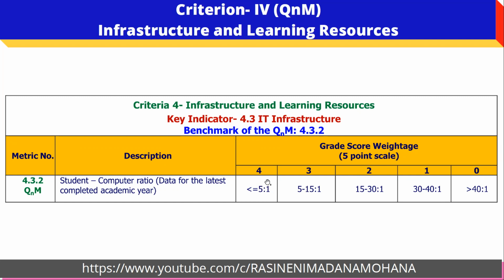So if your ratio is less than or equal to 5:1, you will get full score. Then you can find in which range you will be. Now this is the 4.3.2.